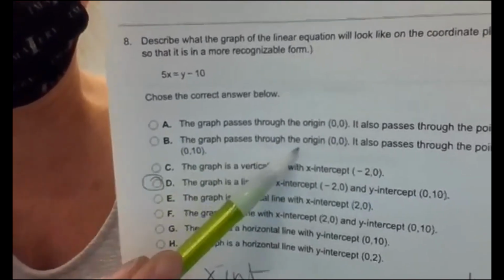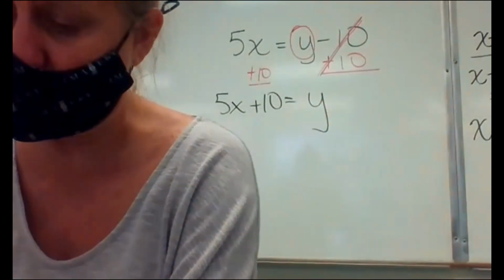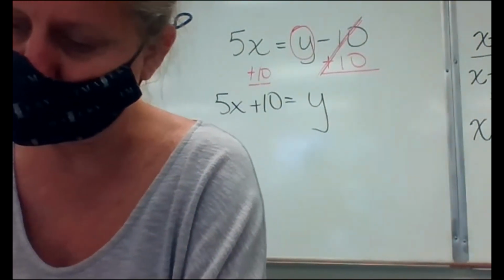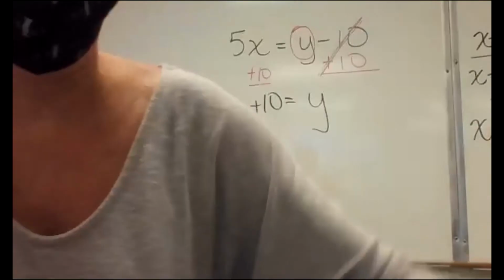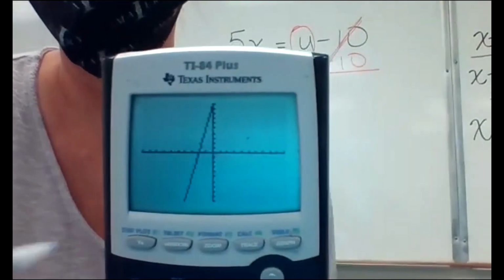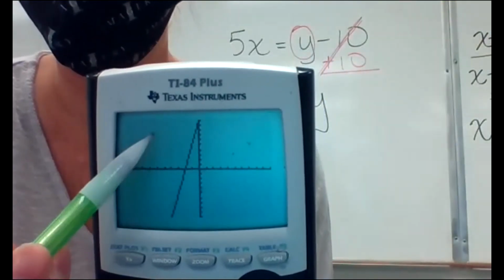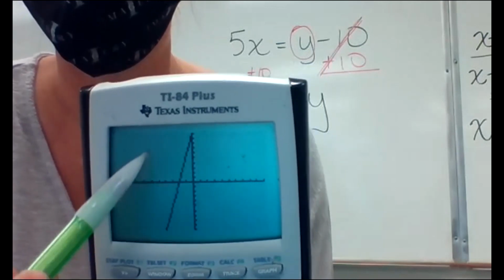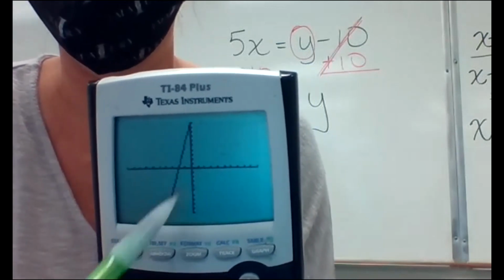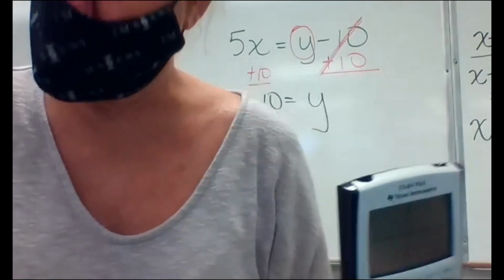Look what B says. It also says it passes through the origin. So it's not A, not B. Look at what C says. The graph is a vertical line. What's a vertical line? It's one that goes straight up and down. This one doesn't go straight up and down. It slants. So it's not C.